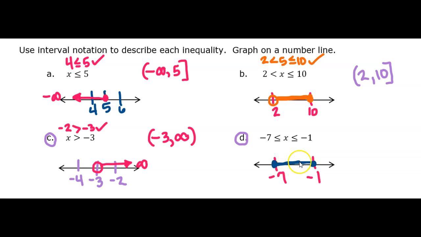So for example, -5 would be in between. So for example, -7 is less than or equal to -5, which is less than or equal to -1. So that just guarantees that we have the right interval. So when we write our interval in interval notation, we'll have -7, -1. And because both endpoints are included, we should have brackets on both.